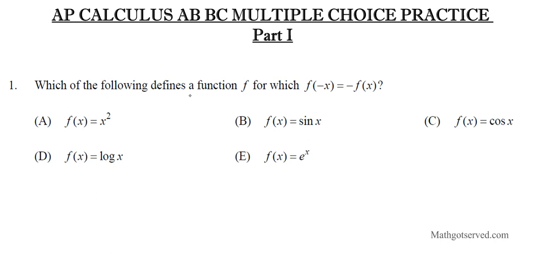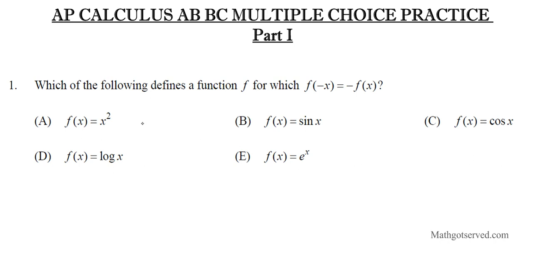It says, which of the following defines a function f for which f of negative x equals negative f of x? So this is basically a representation of what an odd function is, okay? Odd functions are symmetric with respect to the origin. There are two ways we can solve this problem. We can use the nature of the graphs to solve it, or we can just plug in negative x and see what happens, all right?